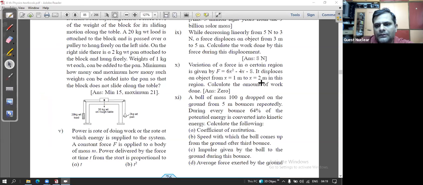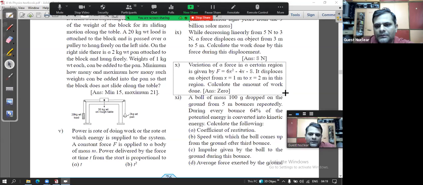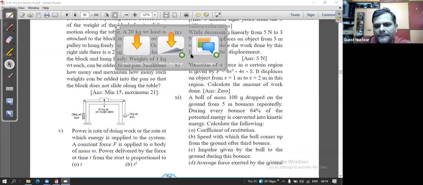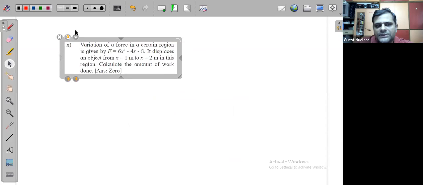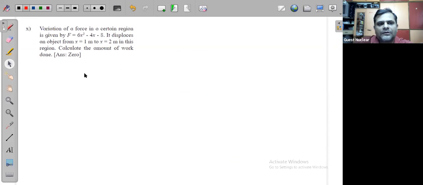Yes, this is again a simple question in which the force is given to be variable. Force is given to depend upon x, and it displaces the body from x equal to 1 to x equal to 2 in the region. Calculate the amount of work done. Total work done we have to find out. And the variation of the force in a certain region is given by this equation. So force satisfies this equation.